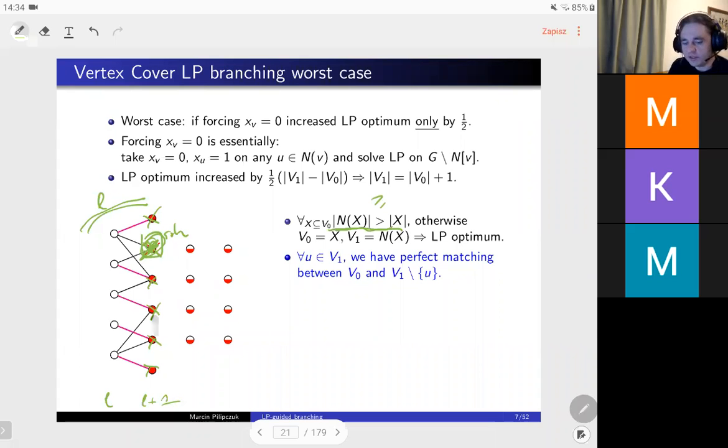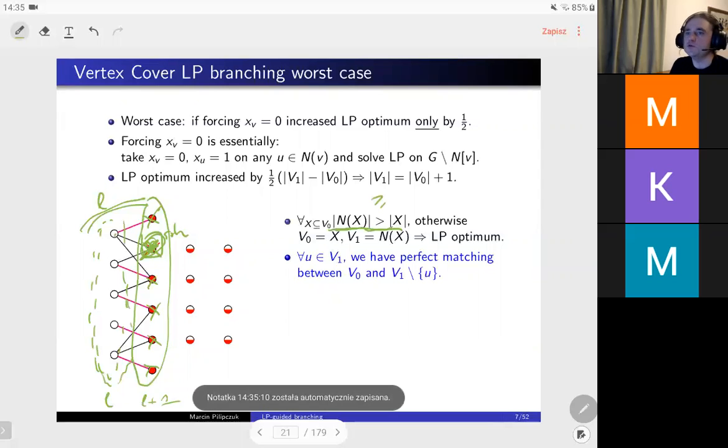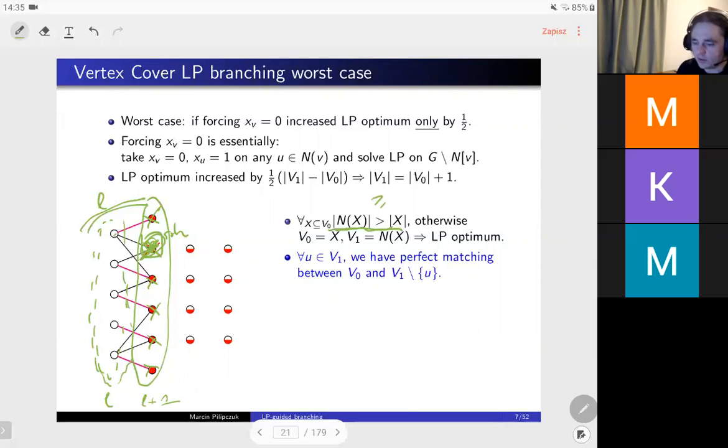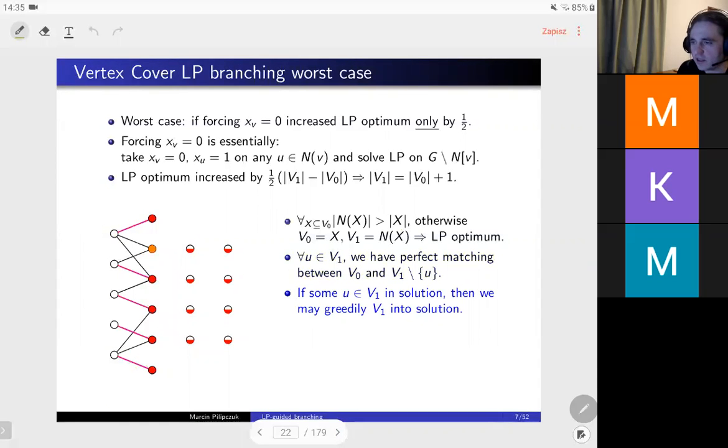The other option is that you don't take any of these guys into your solution, your vertex cover. That means that you need to take all these guys, because this was the neighborhood of the zeros. The ones are the neighbors of the zeros, which means that all these guys need to be in the solution to cover the edges in between. So the punchline here, that was the first sentence: if somebody is in the solution, then we can greedily take the entire V1 in the solution. This is V1 and this is V0.